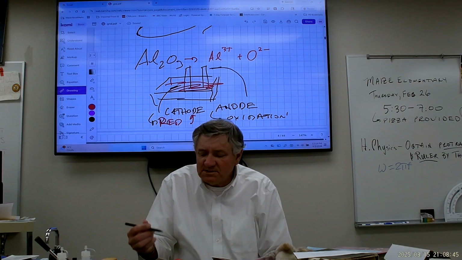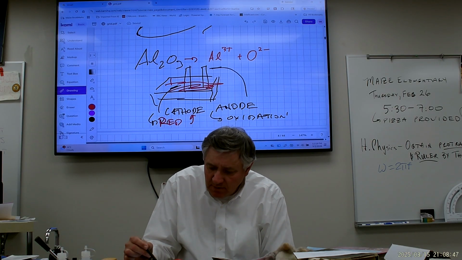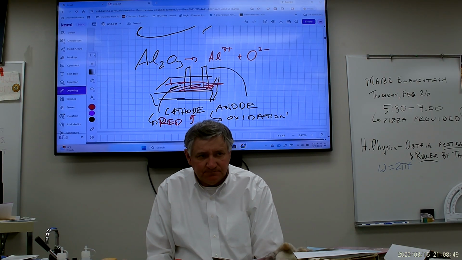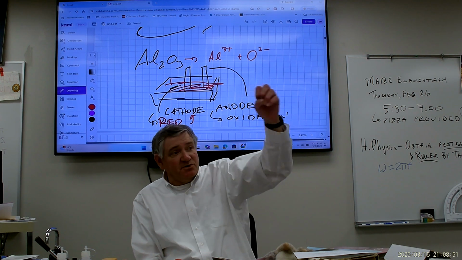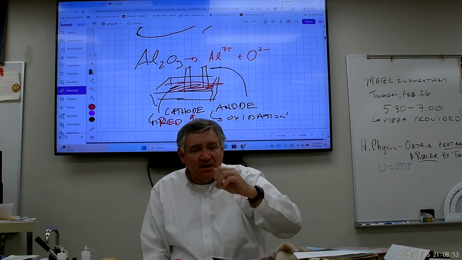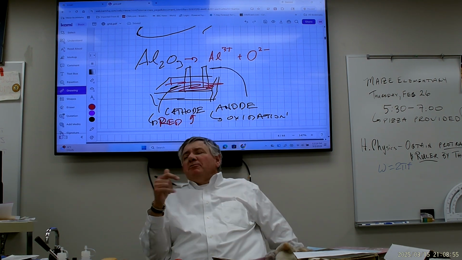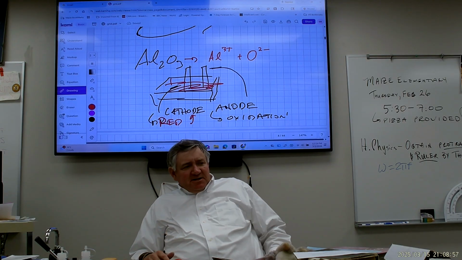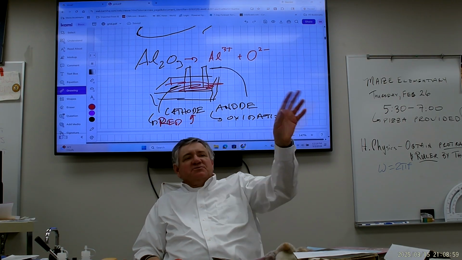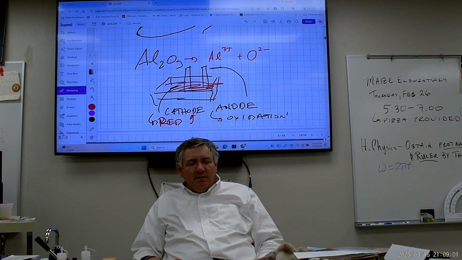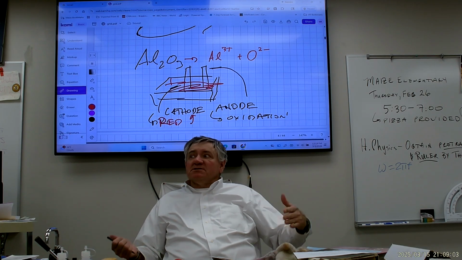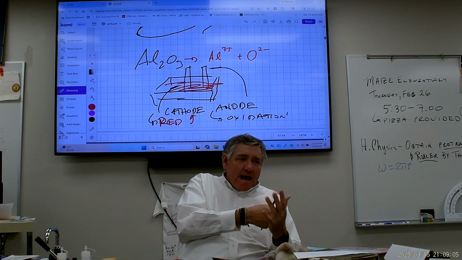So what's going to be reduced? The aluminum or the oxygen? Aluminum. You're going to force it to take electrons. Aluminum's going, dude, I'm more stable without the electrons. Mother Nature goes, suck it up, buttercup. Here's 3 electrons. Deal with it. And aluminum's going, I don't want to. This is why you have to force this to happen.